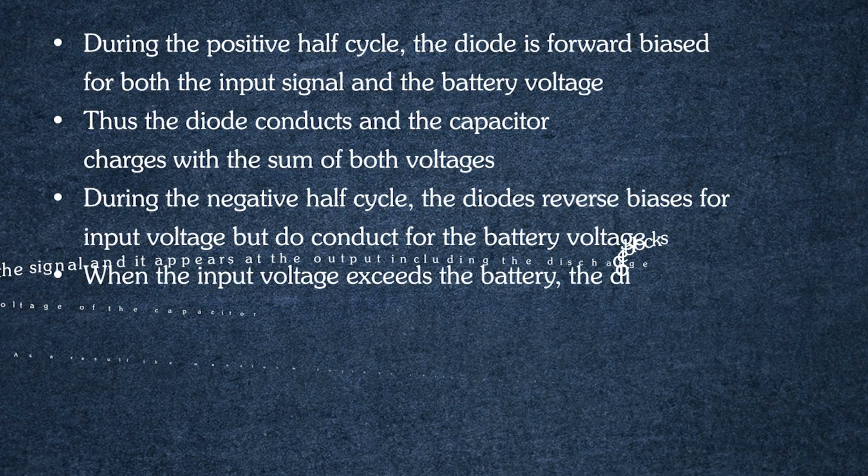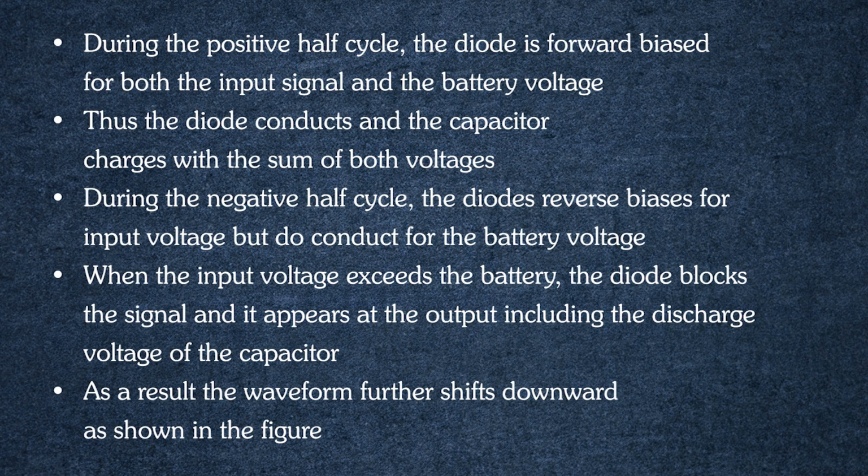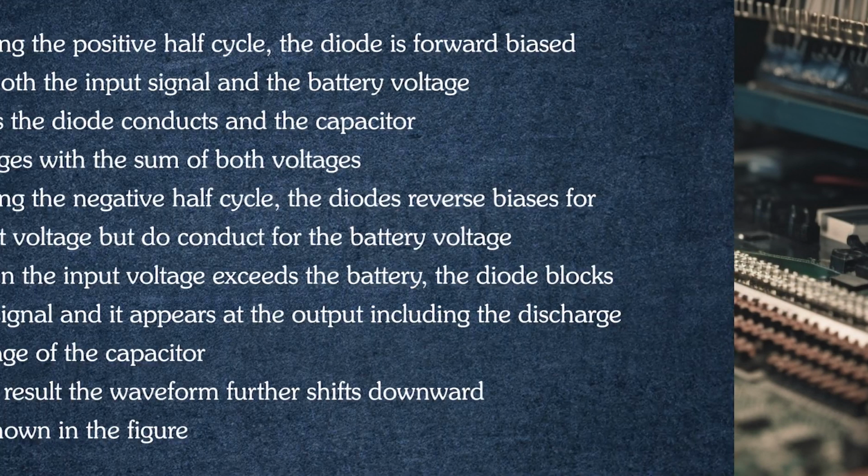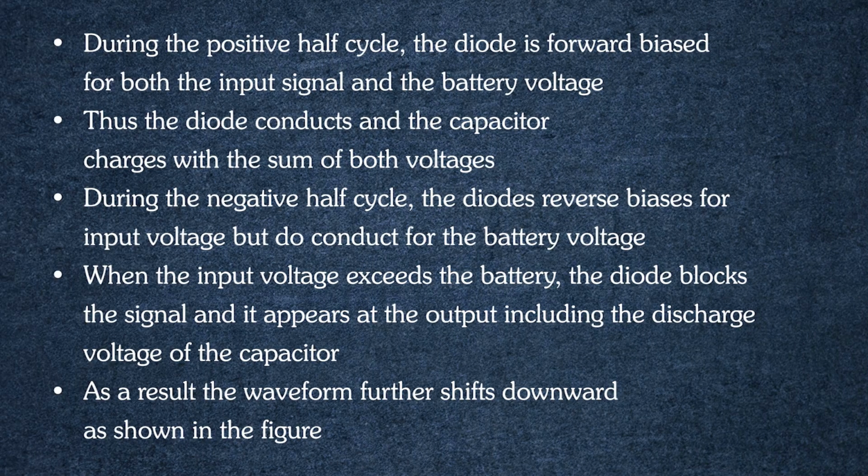So, during the positive half cycle, the diode is forward biased for both the input signal and the battery voltage. The connection is made in such a way that both voltages, the supply voltage and the battery voltage, act as forward bias for the diode, and so the diode conducts for the positive half. The capacitor charges with the sum of both voltages, that is Vm plus Vr.